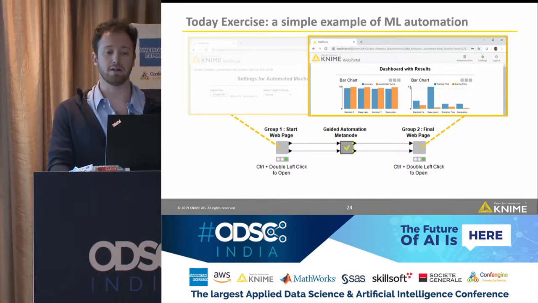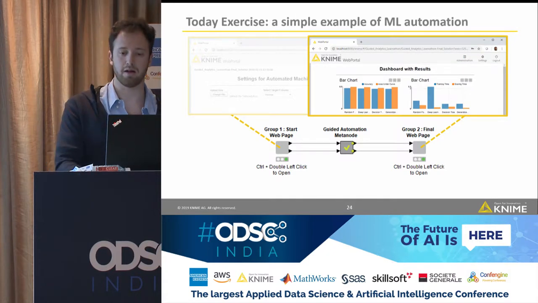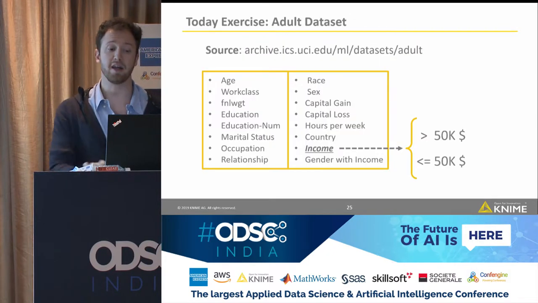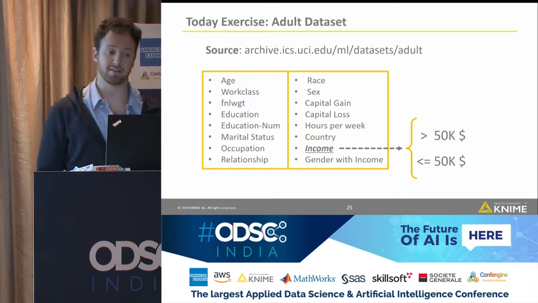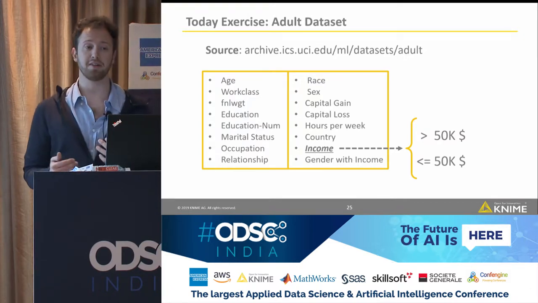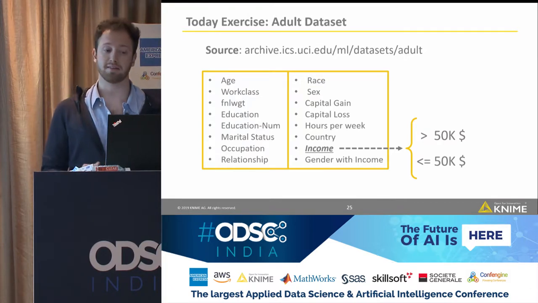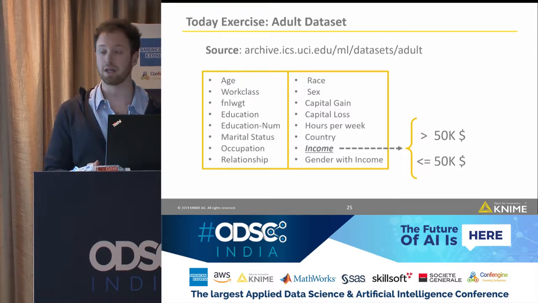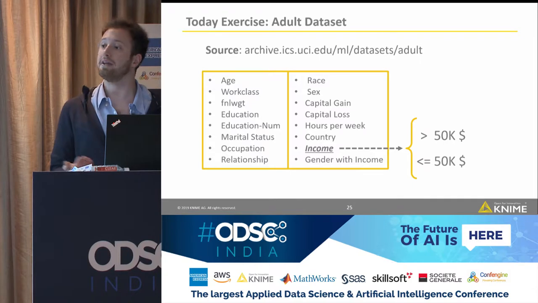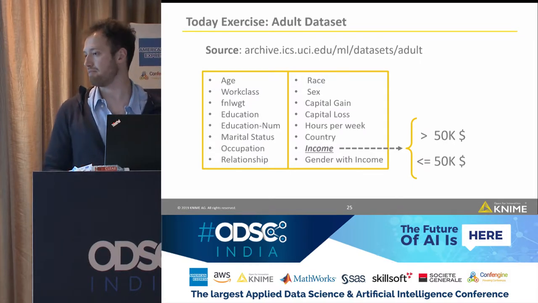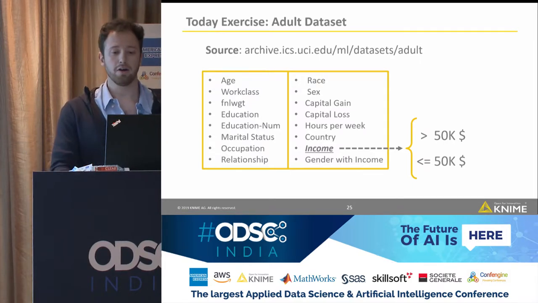OK, so just to make the use case a bit more clear, we have this data set. It's the census data set. We have certain columns here, like the age, the working class, and so on. And we want to predict whether those persons are making more than $50,000 or not. OK, so whether they're rich or poor, sort of.